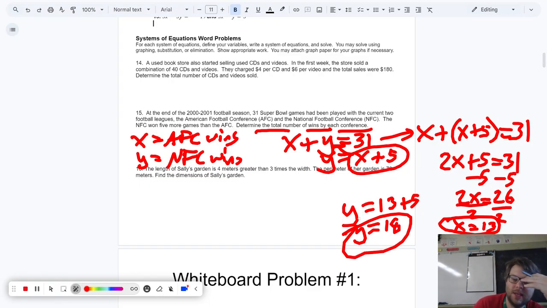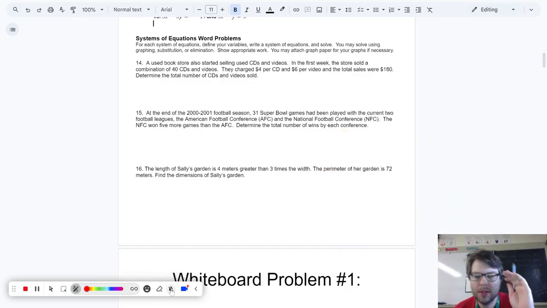So I know that the X, the AFC, won 13 of the Super Bowls, and the Y, the NFC, won 18. All right, last one. Number 16, the length of Sally's garden is 4 meters greater than 3 times the width. The perimeter is 72. Find the dimensions of Sally's garden.